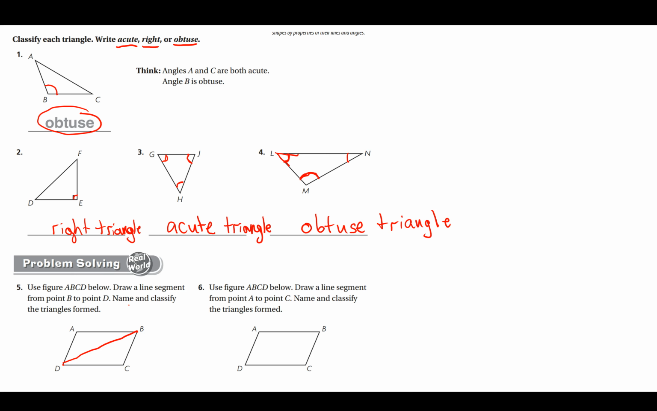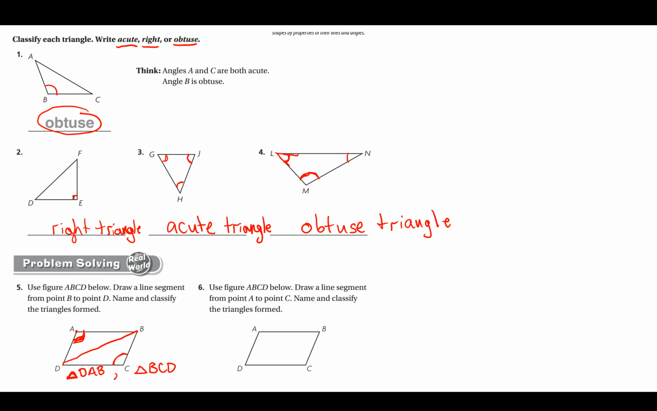And then it says name and classify the triangles formed. So I have a triangle here, A, B, D, and I can see that it has an obtuse angle here. To name it, we use a little triangle symbol. Since the vertex is at A, where that obtuse angle is, that will be my middle letter, so triangle DAB. And then over here on this side, B, C, D, this triangle here. Again, this angle is also obtuse, so I also have an obtuse triangle. To name it, I put the little triangle, BCD.